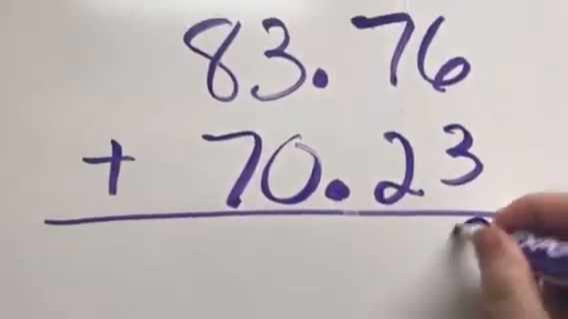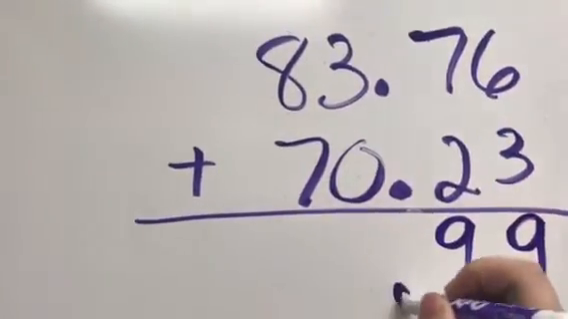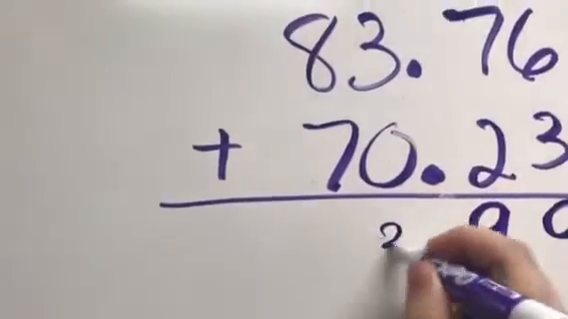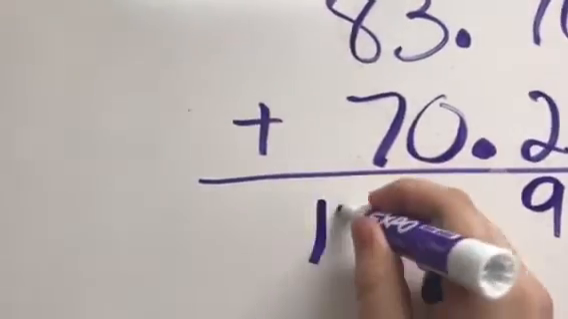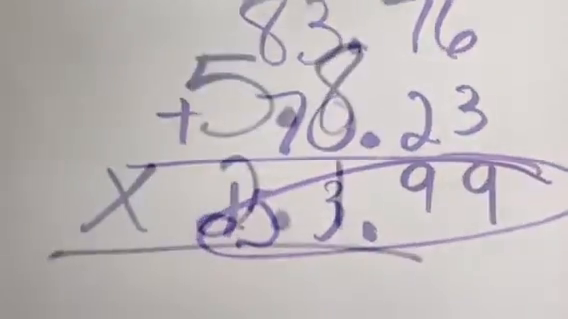6 plus 3 is 9. 7 plus 2 is 9. We bring our decimal place straight down. 3 plus 0 is 3. 8 plus 7 is 15. And woo, that's ugly, but 153.99 is your adding answer.